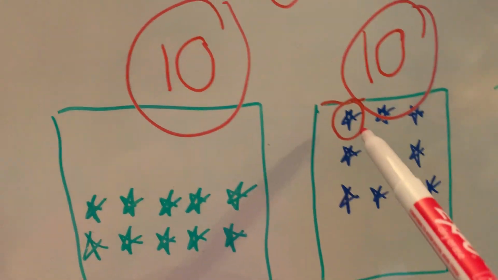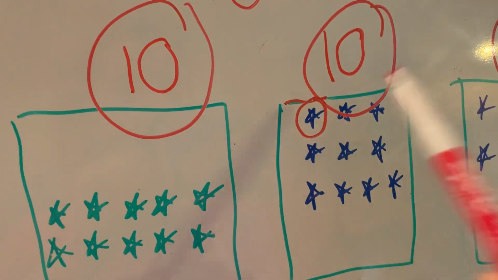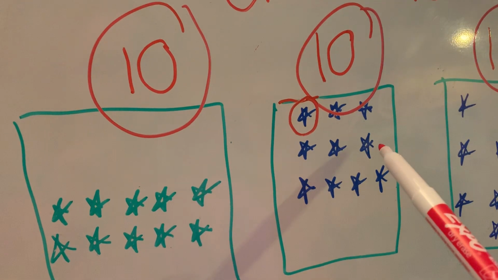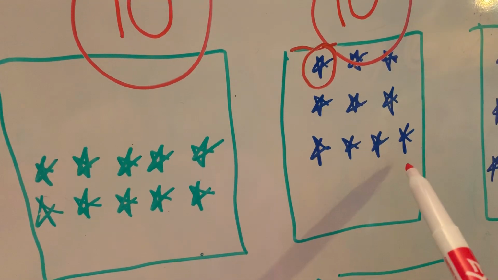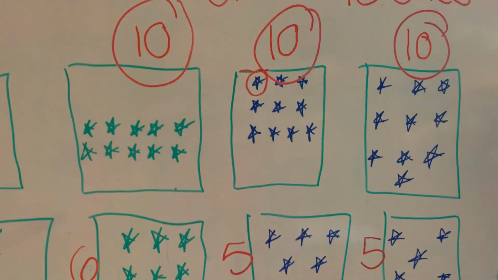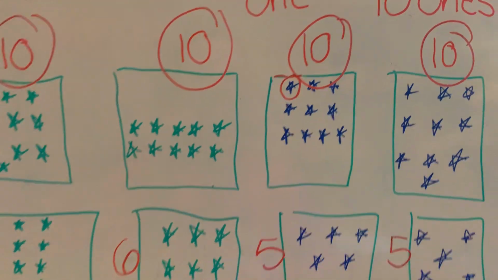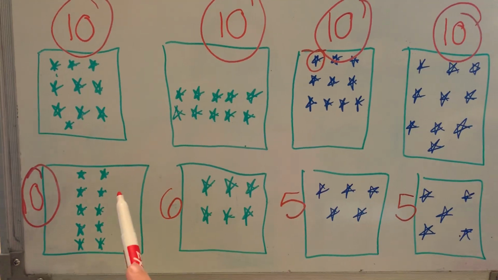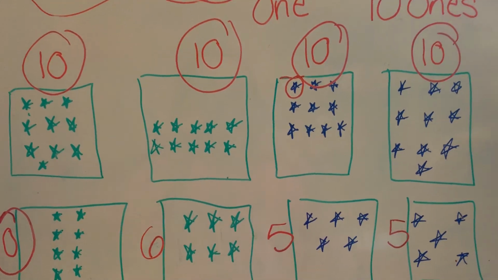So when we count, this star is a 1. We have 1, 1, 2, 1, 3, 1, 4, 1, 5, 1, 6, 1, 7, 1, 8, 1, 9, 1, 10 ones. So remember, every time that we count an object, a picture, it will be called a 1. So we have 1, 2, 3, 4, 5 groups that have 10 ones. All right, great job today.